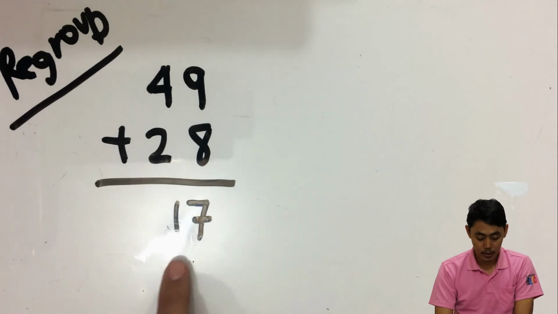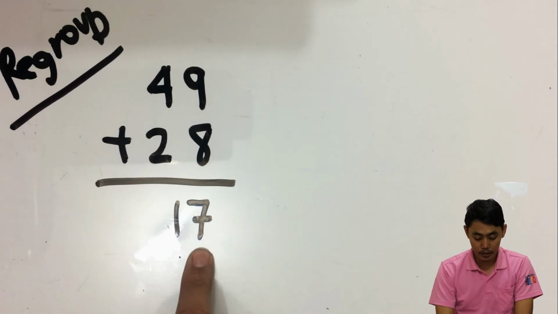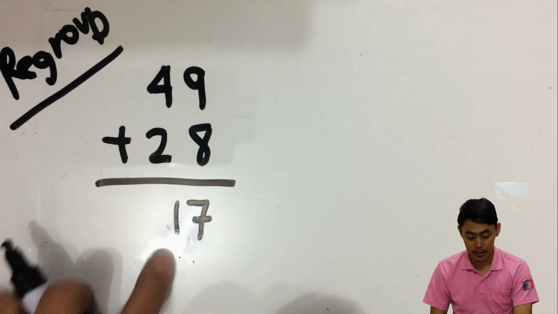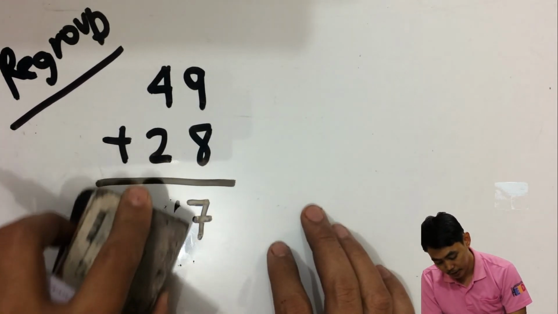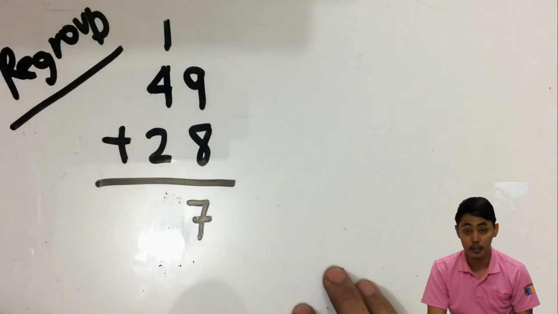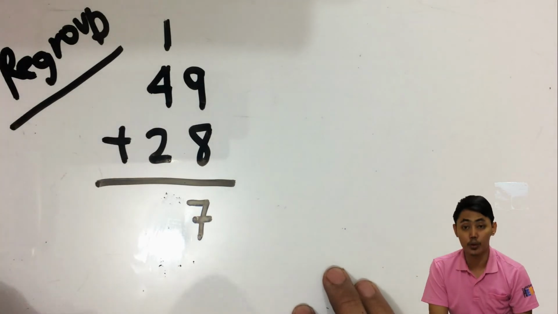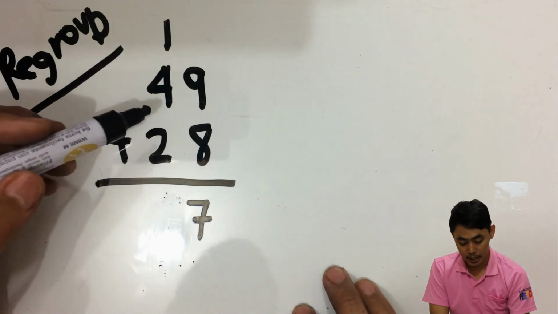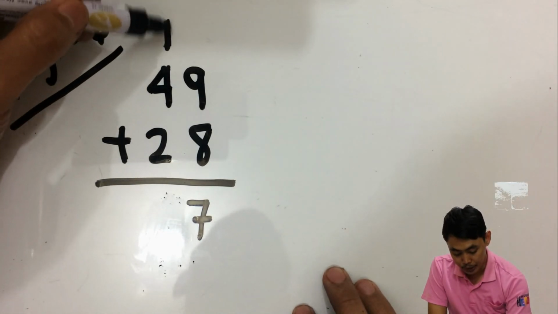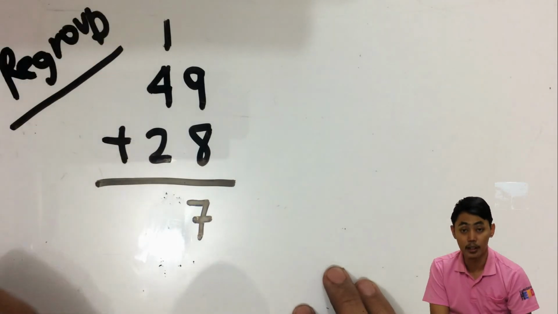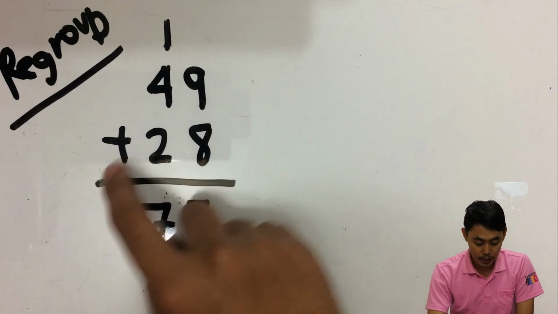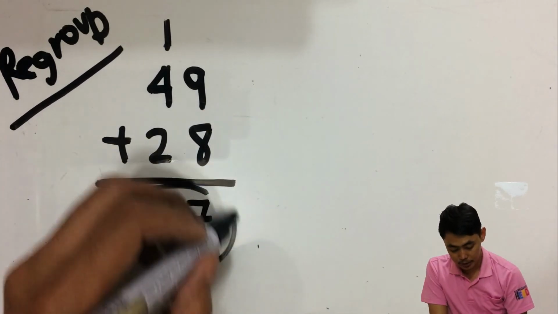We are allowed only to write one number here. So what we will need to do? Since we have 1 and 7, 7 will stay at the bottom. And 1, since 1 is an extra number, we will share it or regroup it to the next place value here. Okay? So 1 plus 4, that is 5, and 5 plus 2, that is 7. So after you have regrouped the 1, you will still add these numbers. So we have the sum of 77. So 49 plus 28 is 77.